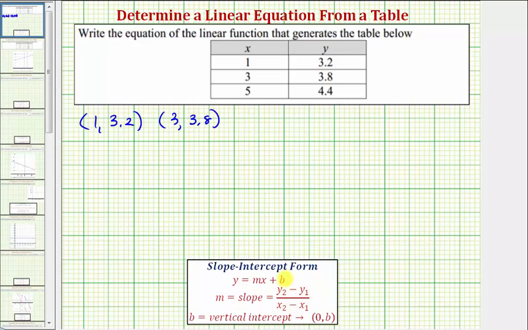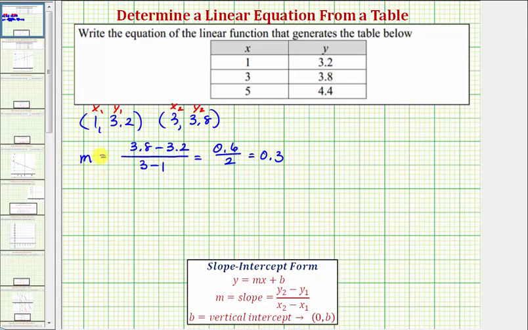So to keep things organized, let's call the first ordered pair (x sub 1, y sub 1), and the second ordered pair (x sub 2, y sub 2). And therefore the slope m is going to be equal to y sub 2 minus y sub 1, which would be 3.8 minus 3.2, divided by x sub 2 minus x sub 1, that'd be 3 minus 1. Simplifying, we have 3.8 minus 3.2, that's 0.6, divided by 2, which equals 0.3.